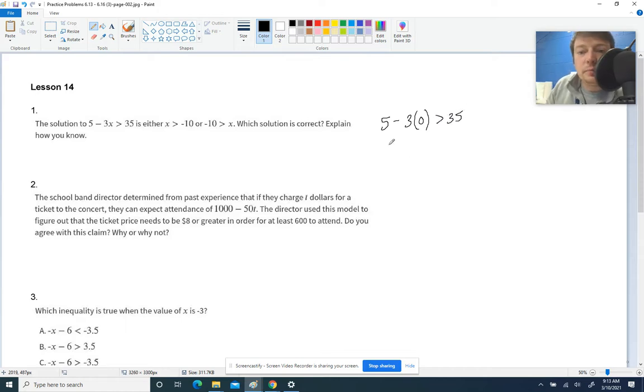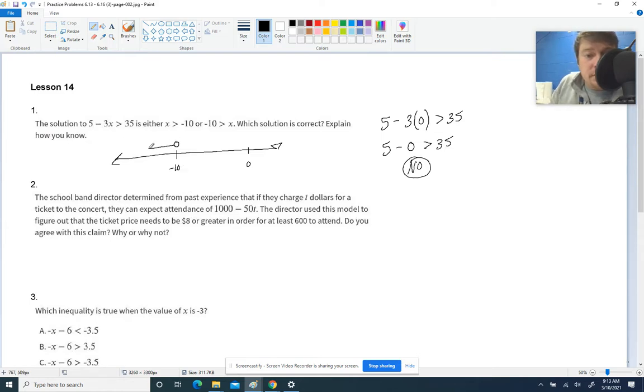Okay, so 5 minus nothing, because 3 times 0 is nothing. Is that bigger than 35? And we're going to say a big emphatic no there. So 0 doesn't work. So 0 is not an answer. So if we were to sketch this and we were to focus in on negative 10, and here's 0, right? Negative 10 is our answer. We know that. And we know that 0 does not work. So we want to shade this way.